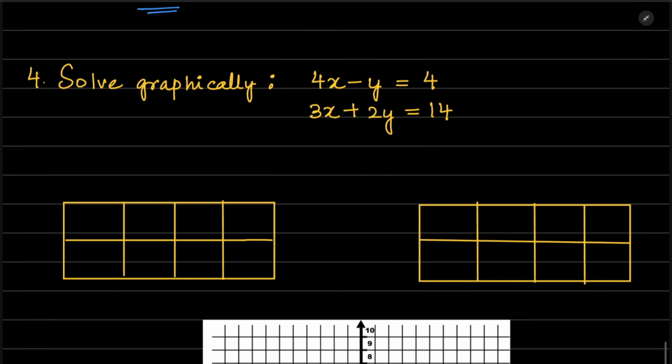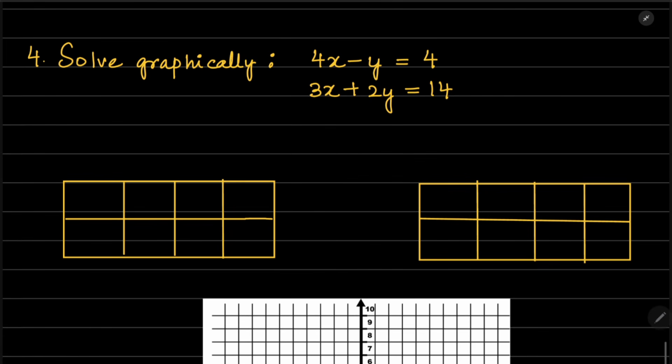Solve graphically. So you are given a pair of equations and you have to find the solution by plotting it graphically. Let's take the first linear equation, which is 4x minus y equal to 4. Correct? Let's take x and y. First of all, if x is 0, what will be y? Minus y equal to 4, so y will be minus 4.